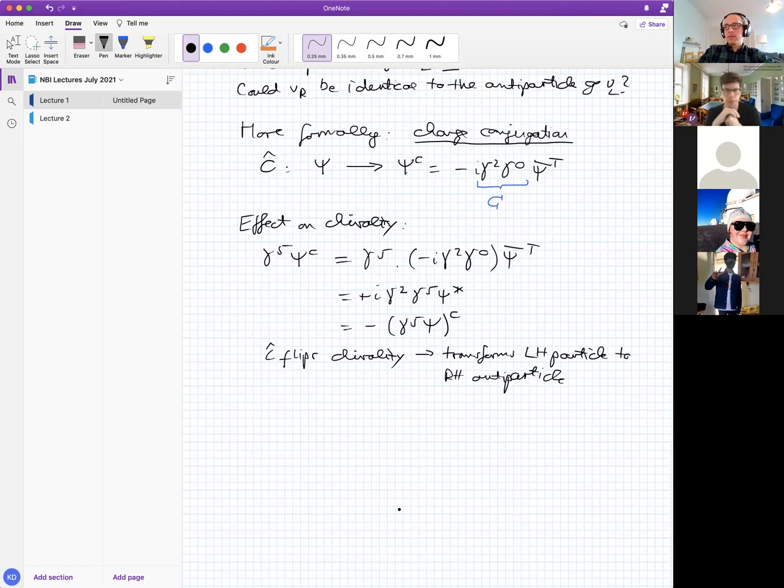And now we can say what we mean when we say we want to replace nu R by the antiparticle of nu L. So we now identify nu R equal to nu left charge conjugate. That's the basic idea of a Majorana mass term.